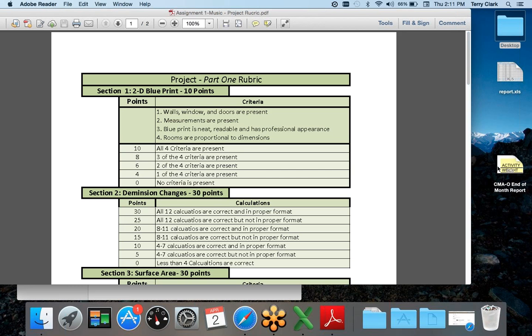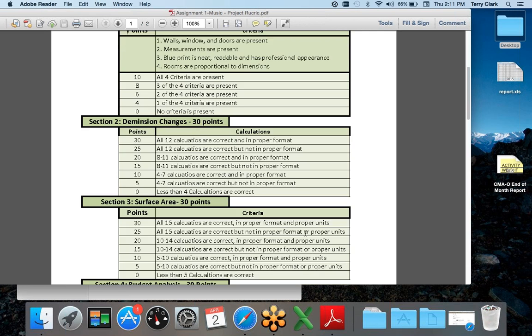So I'm really going to want to pay attention to this because 30% of a grade can take you from a 100 all the way down to a D. So that's an important part of the grade. I can't afford to mess up the dimension section.